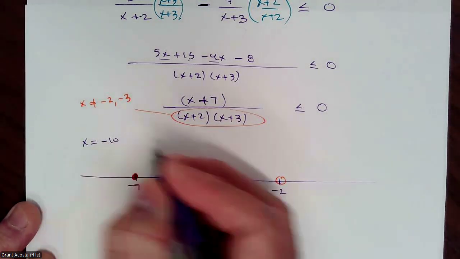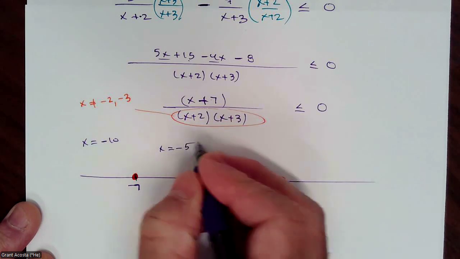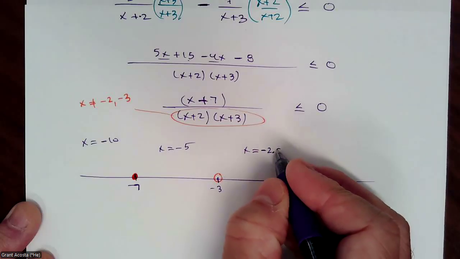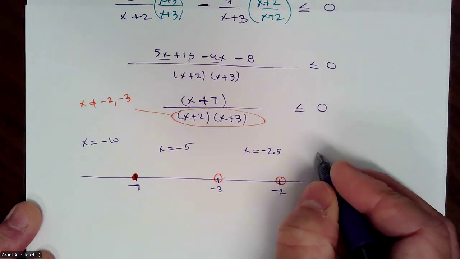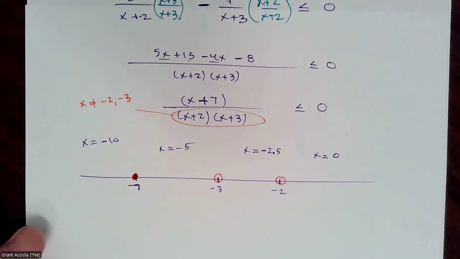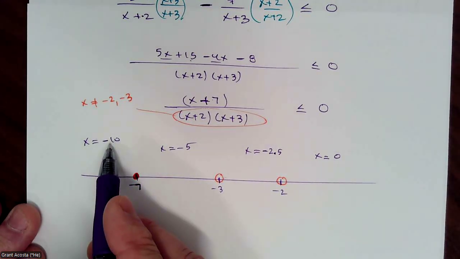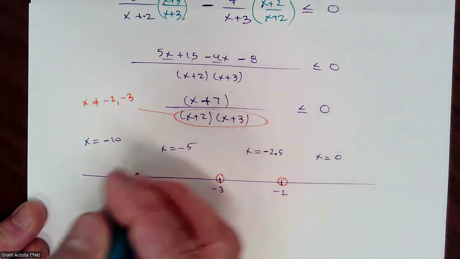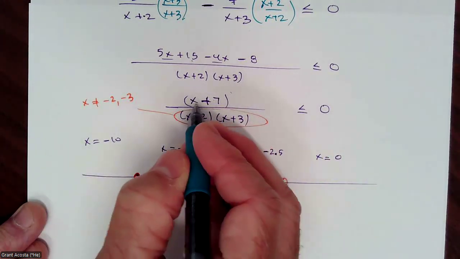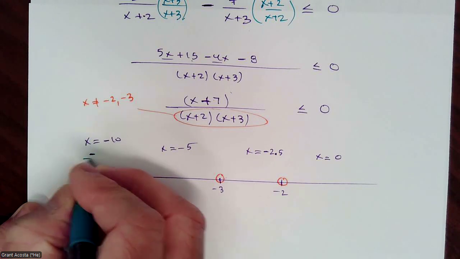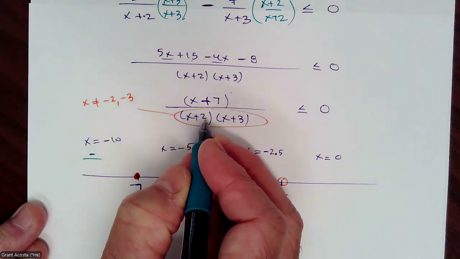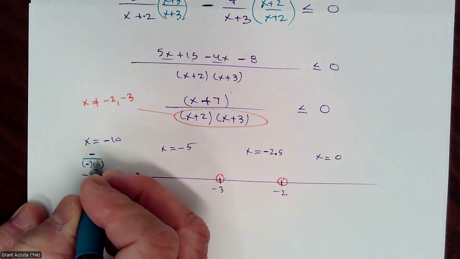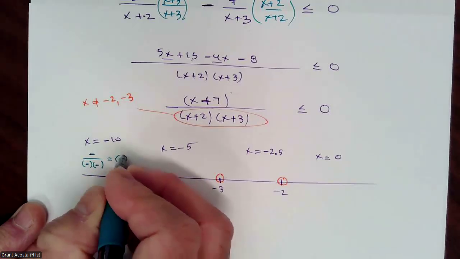Some test numbers. Okay, might have to pick a fraction here, -2.5, something between -3 and -2. And then I could use 0. 0 is bigger than -2. If x is -10, you can even do this. Sometimes it gets a little confusing when I put the pluses here. If I put in -10, -10 plus 7 is a negative number, and I would be dividing that by -10 plus 2 is negative, and that's negative. I'm going to be dividing it by two negatives multiplied together. So that's really a negative over a positive, which is a negative.